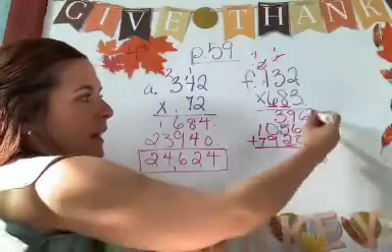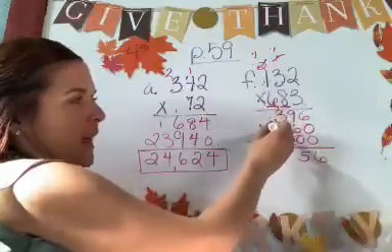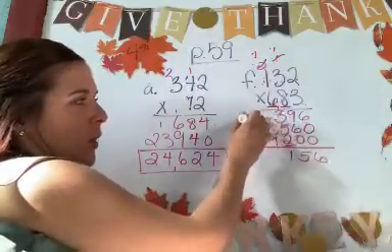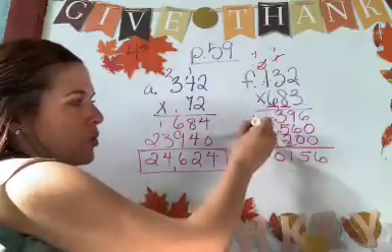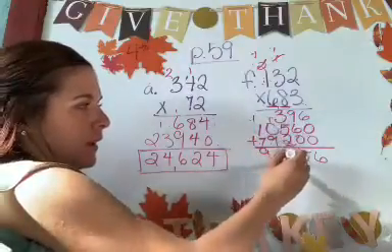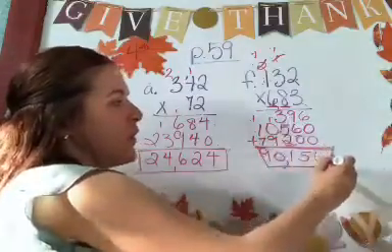6 + 0 + 0 = 6. 9 + 6 = 15. 1 + 3 = 4 + 5 = 9 + 2 = 11. 1 + 0 = 1 + 9 = 10. And 1 + 1 = 2 + 7 = 9. Okay? So your answer is 90,156.